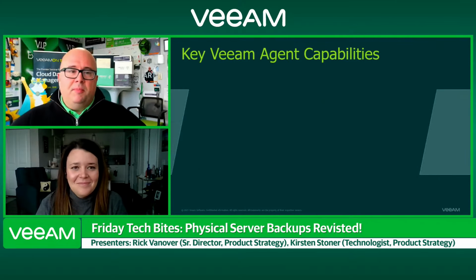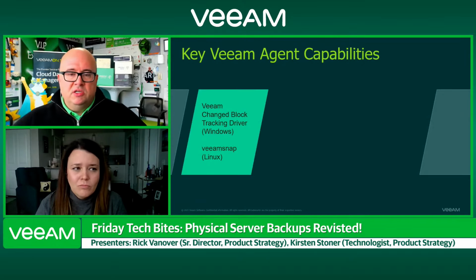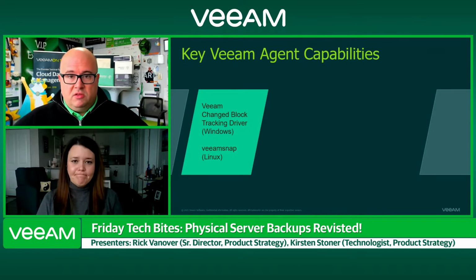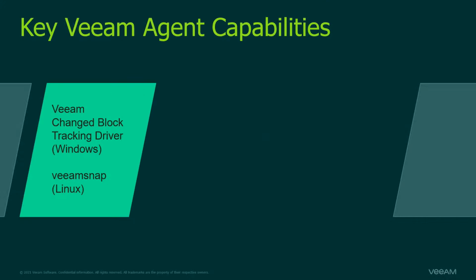And there's a couple of key agent capabilities we'll highlight here. There's a lot of things that are consistent with what we do at Veeam, and you'll see that in the agents as well as in other backup products. One is the change block tracking driver. In Windows and Linux, it's called different things, but this will really make the incremental backups fast.